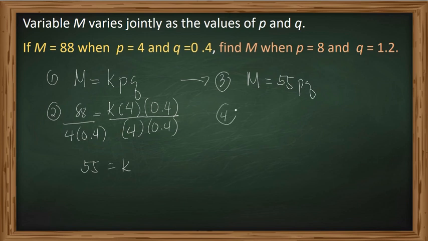Then lastly, we solve for the unknown M. Find M, just copy it. Copy 55. P is equal to 8 and Q is equal to 1.12. So M now is equal to 55 times 8 times 1.2 equals 528.